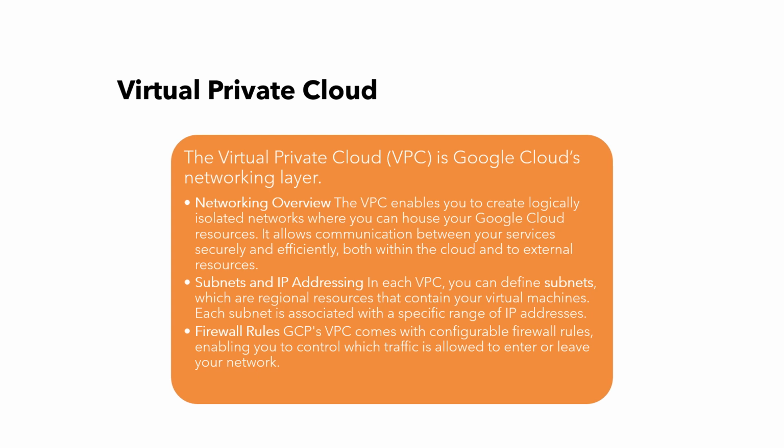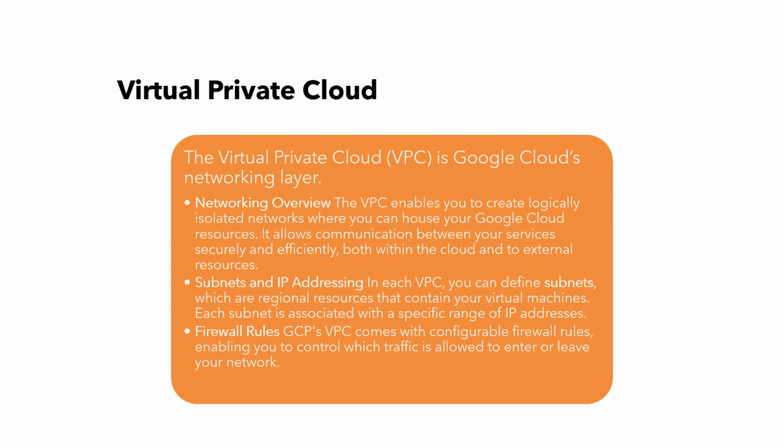Next, let's talk about subnets. When you create a VPC, you'll configure subnets for your resources. Each subnet belongs to a specific region, but you don't have to define them all at once. GCP allows you to create subnets dynamically, adding them as your infrastructure grows.